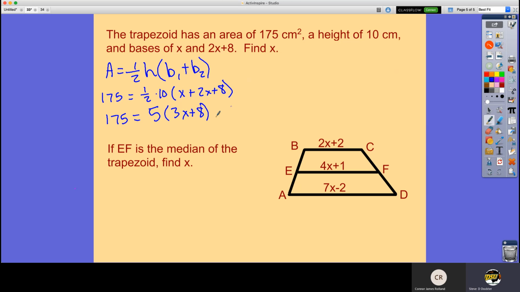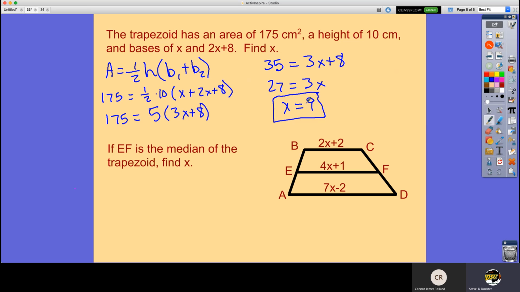All right, I'm going to divide the 5 over. You could have distributed it if you want. 175 divided by 5, I believe, is 35 equals 3x plus 8. Subtract the 8 over. We get 27. Divide by 3. Looks like x equals 9. All right, so after you get everything plugged in there, it's just an algebra problem, which most of the time you guys are really good at, okay?